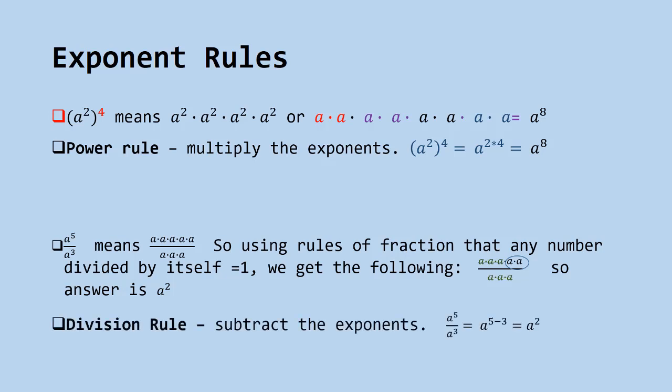And there's our division shortcut. The division rule says to subtract the exponents. So a to the 5th divided by a cubed equals a to the 5 minus 3, or a squared.